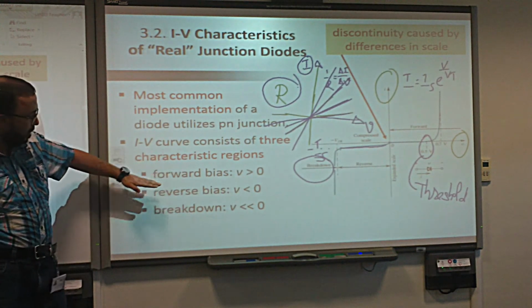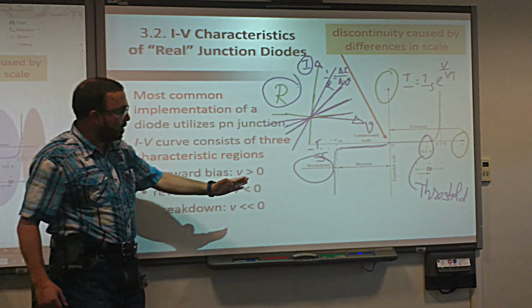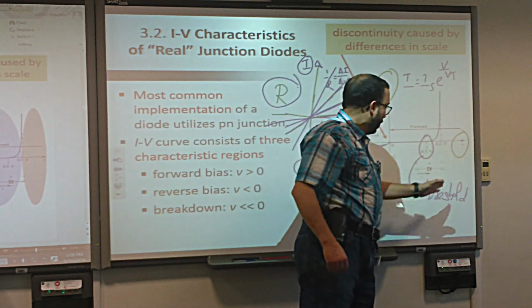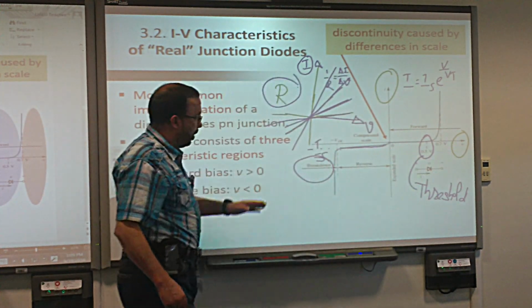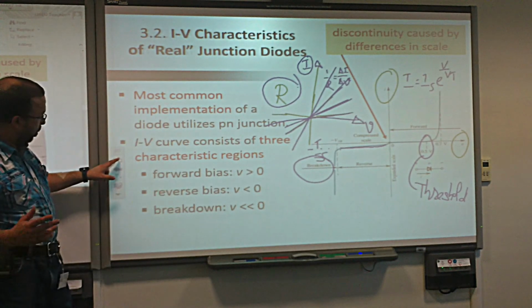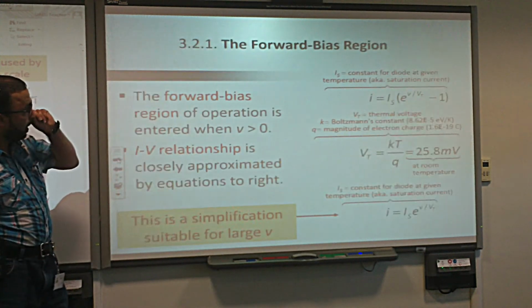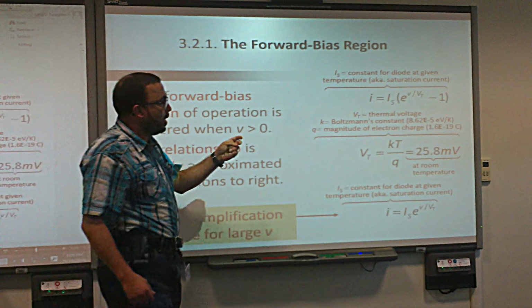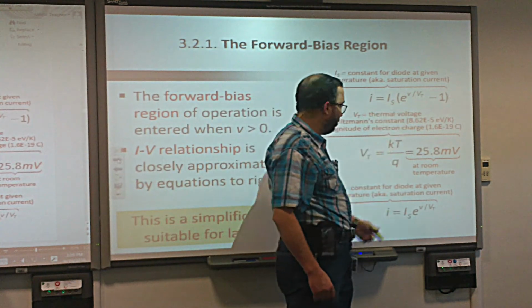So we have 3 zones. We have the forward bias, which is this case, the reverse bias, and the breakdown bias, or breakdown region. In the forward bias, the current is the current that we studied, yes or no?